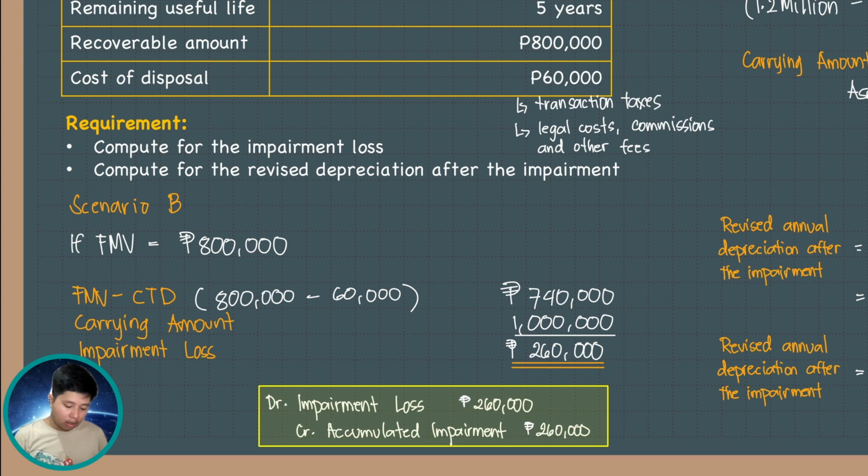We are going to deduct the carrying amount of 1 million pesos from the fair market value less cost of disposal amounting to 740,000. How did we get 740,000? That is coming from the fair market value of 800,000 less cost of disposal of 60,000 pesos. Since the fair market value less cost of disposal, or the recoverable amount, is lower than the carrying amount, we will recognize an impairment loss of 260,000. We will record this by debiting impairment loss of 260,000 pesos and crediting accumulated impairment of 260,000 pesos.